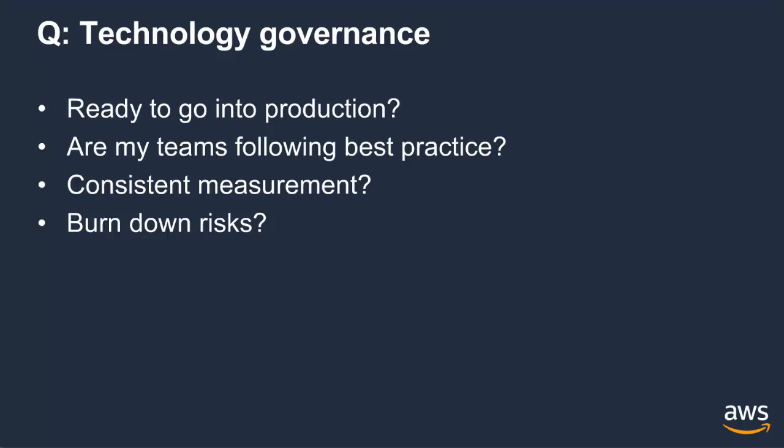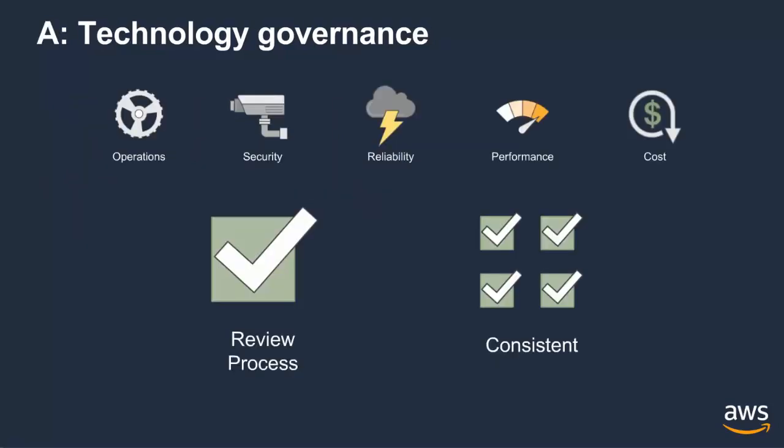Often there's a governance piece to any system. It can be related to regulation, or it can be just internal governance, or it can just be things that you want to make sure that your teams are adhering to your own best practices. So things like, are you ready to go to production? Are you following existing best practices? How do you compare and make sure that you're measuring every workload consistently? And how do you know what risks you have, and how can you see if you're actually improving against these, or if you're getting worse?